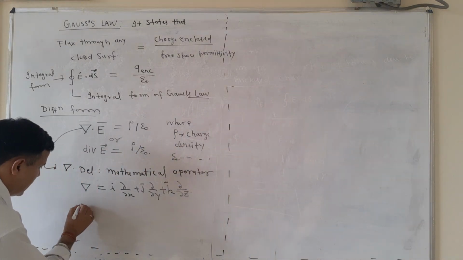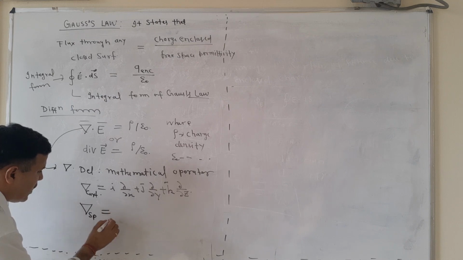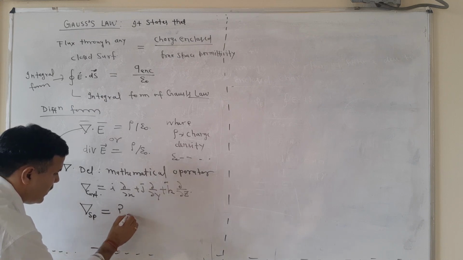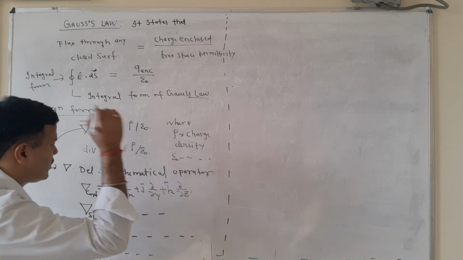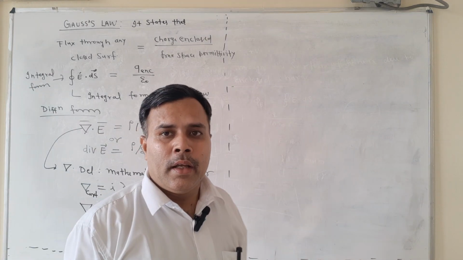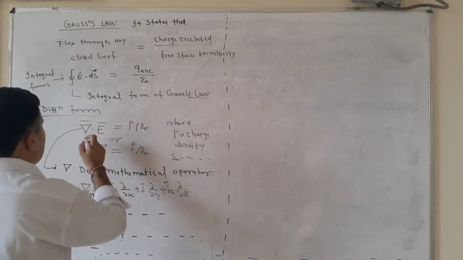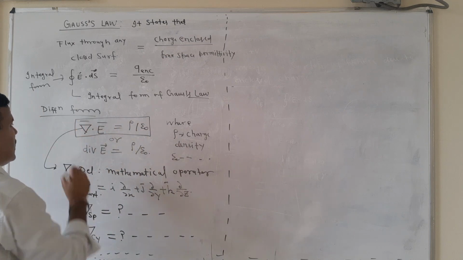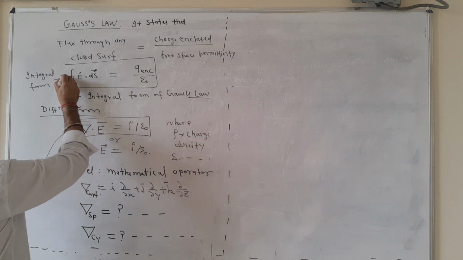This is just a home assignment. This is Cartesian. Write the expression of del in spherical polar coordinates. Also write the expression of del in the cylindrical coordinate system, in order to find the nature of the electric field in polar and cylindrical coordinate systems. So del dot E is equal to rho by epsilon 0. This is known as the differential form of Gauss law, and the other is known as the integral form of Gauss law.